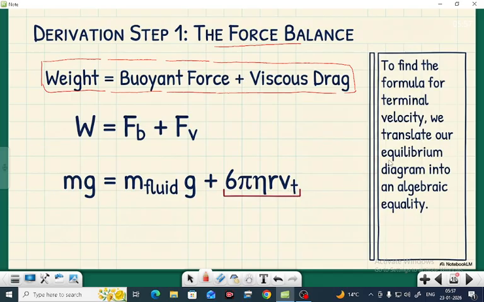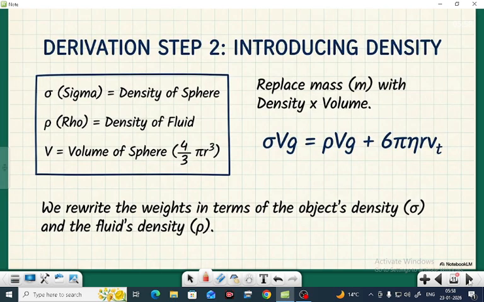To find the formula for terminal velocity, we translate our equilibrium diagram into an algebraic equality. So what we get, mg is equal to mass of fluid displaced into g plus 6 pi eta r Vt, where Vt is the terminal velocity. And here you see derivation 2, introducing density. You know that sigma is the density of the sphere, rho the density of the fluid, and the volume of the sphere is 4 by 3 pi r cube.